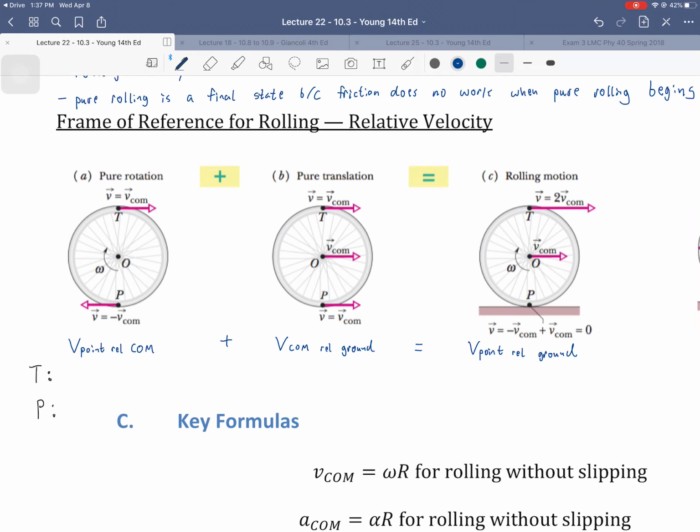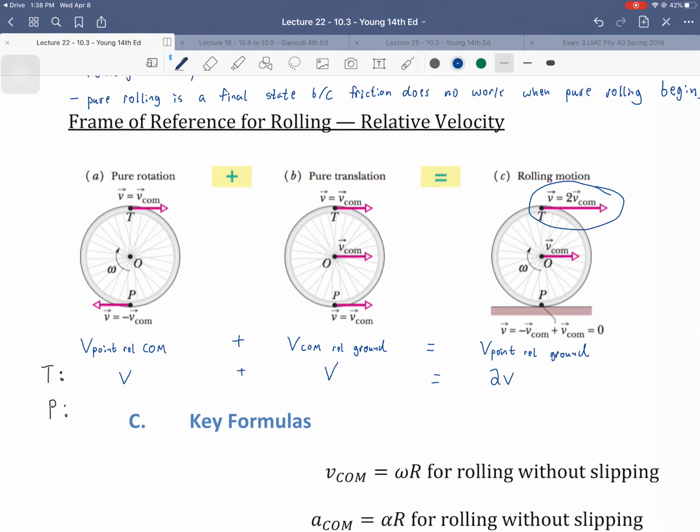Okay, so for T, what is the result that we get? Well, the velocity of the point relative to the center of mass would just be V. We'll just call that V, okay? Then, in the next one, the velocity of the center of mass relative to the ground, well, that is going to be V as well. It's always V. And so that means that the velocity of point T relative to the ground is 2V. So it means that the top of the wheel relative to the ground is moving at a velocity that is exactly 2 times the magnitude of the velocity of the center of mass relative to the ground. Well, that makes sense, doesn't it?